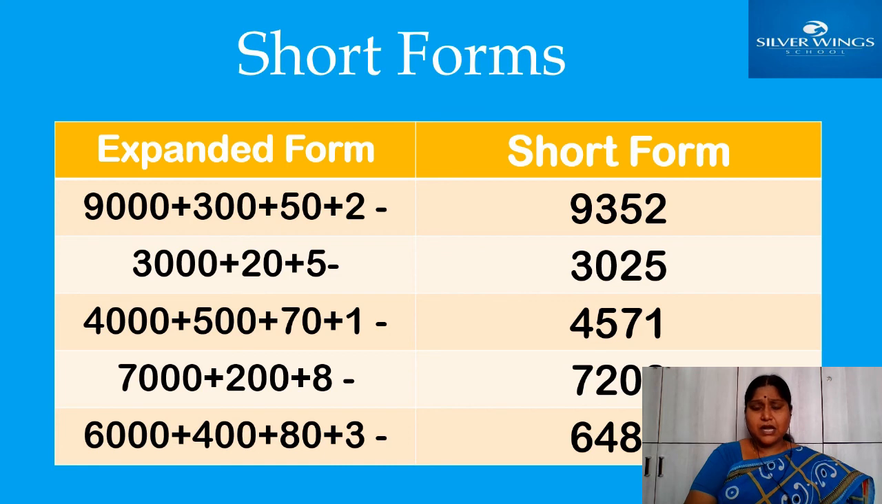Whenever you want to write short forms, once again I will say, you better remember it. Whenever you want to write short forms, you should see carefully the place values. If a place value is missing, in that place you should write 0.